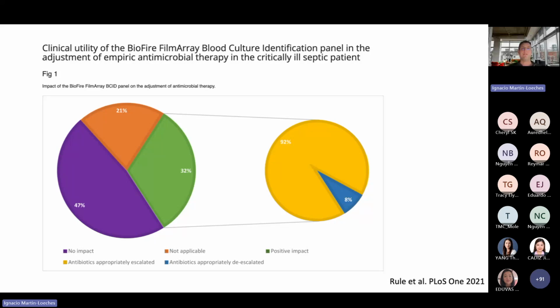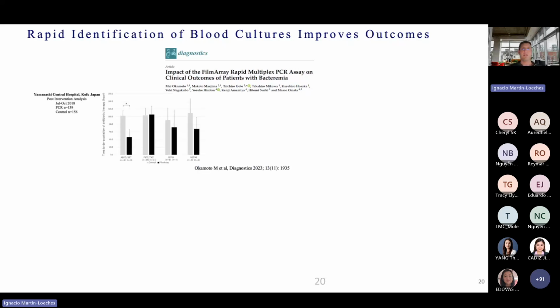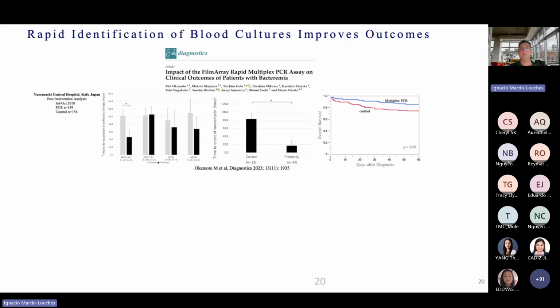We have a couple of experiences from other parts of the world. This is a study from Japan showing a post-intervention study, including the use of FilmArray in patients with bacteremia. And you can see that there are two positive things, de-escalation and the time to onset of vancomycin, apart from the survival benefit.